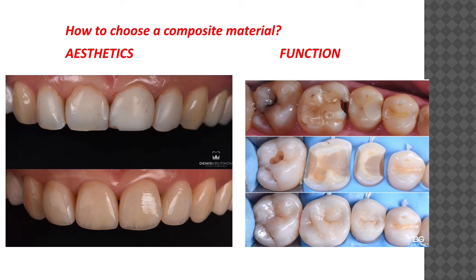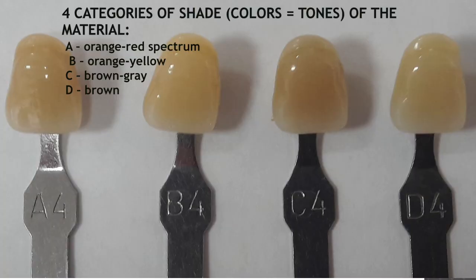How do we choose a composite material? There are two points from which we may choose the composite material. These are the aesthetics and the function. The color categories of the shade of the material: A, orange-red spectrum; B, orange-yellow; C, brown-gray; and D is brown.